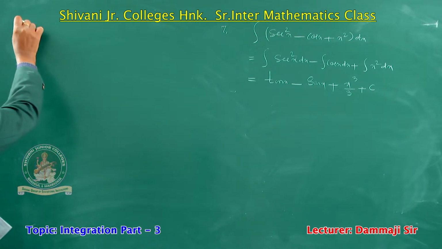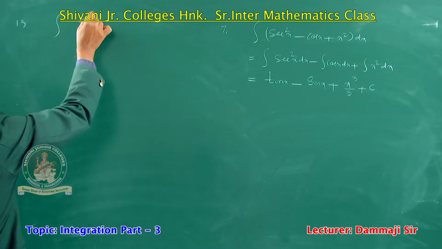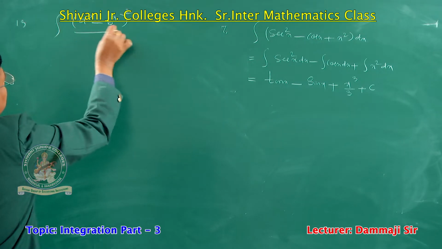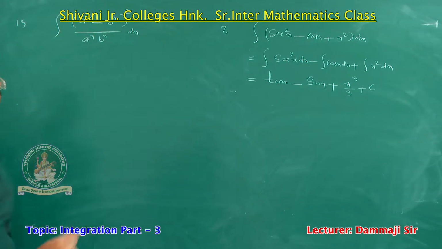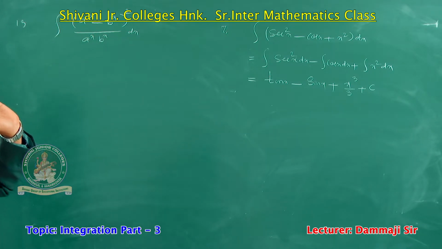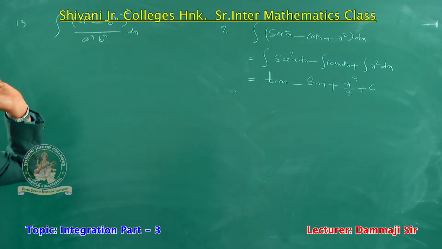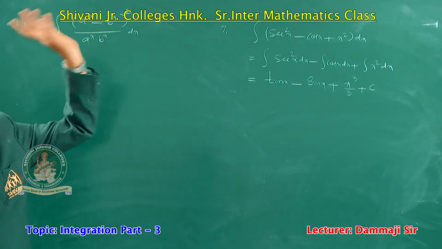Go to the 13th one: integral of a power x minus b power x whole square by a power x b power x. The given problem has exponential terms. a power x and b power x are nothing but exponential terms. And the numerator is in the form of a minus b whole square.